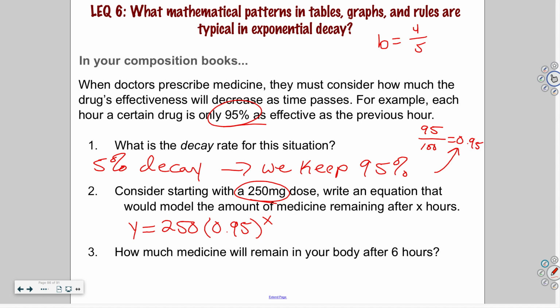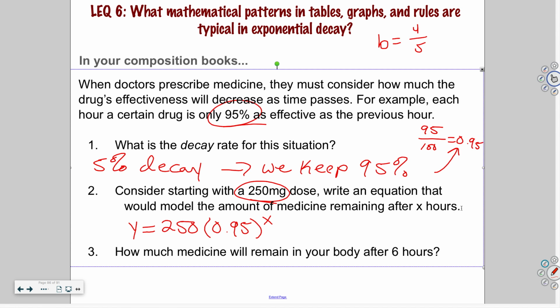So how much medicine will remain after 6 hours? Let me edit this real quick. Can you give me the calculator?